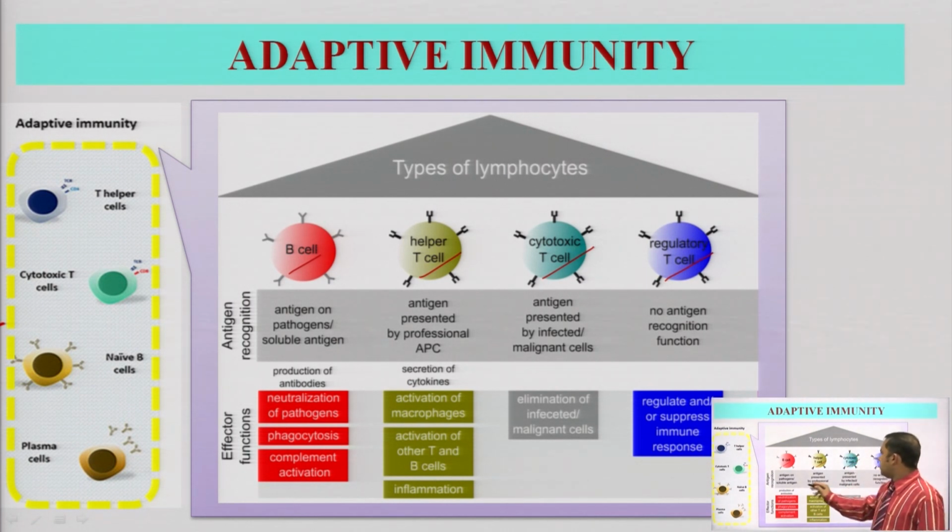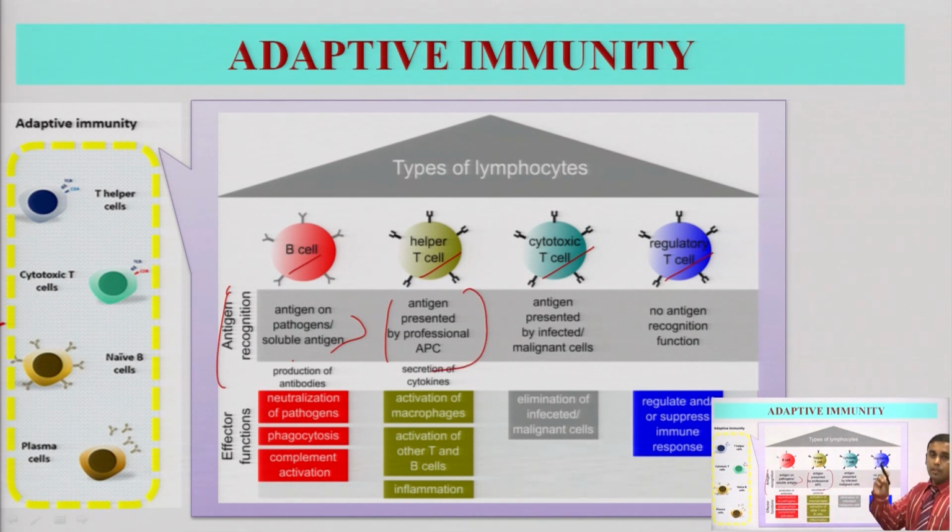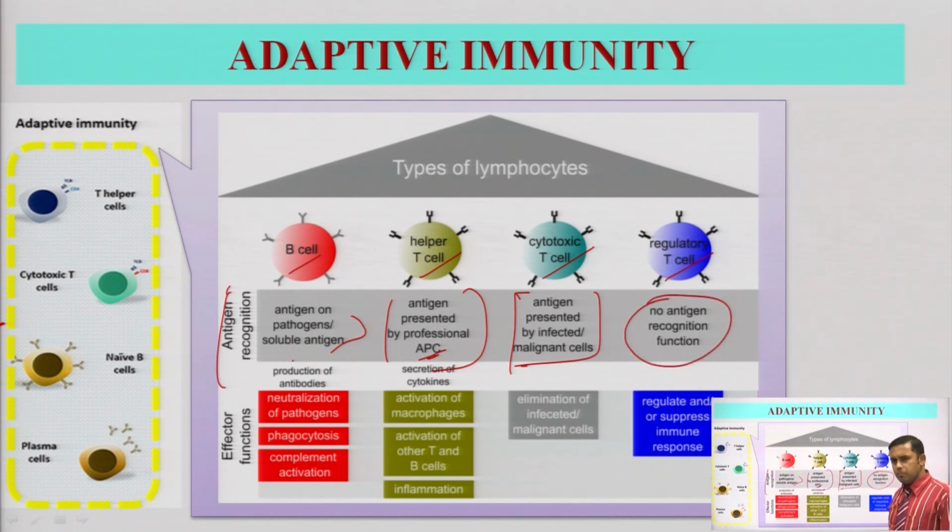Now, antigen recognition: how are they recognizing the antigen on the pathogen? It can be the antigen on the pathogen or a soluble antigen, and for helper T cells, the antigens are presented by the professional APC. Professional APC means antigen presenting cell. I will tell you more in the lecture on MHC about how antigen presenting cells work. For cytotoxic T cells, the antigen is presented by infected or malignant cells, and for regulatory T cells there is no antigen recognition function, because they have a different work.